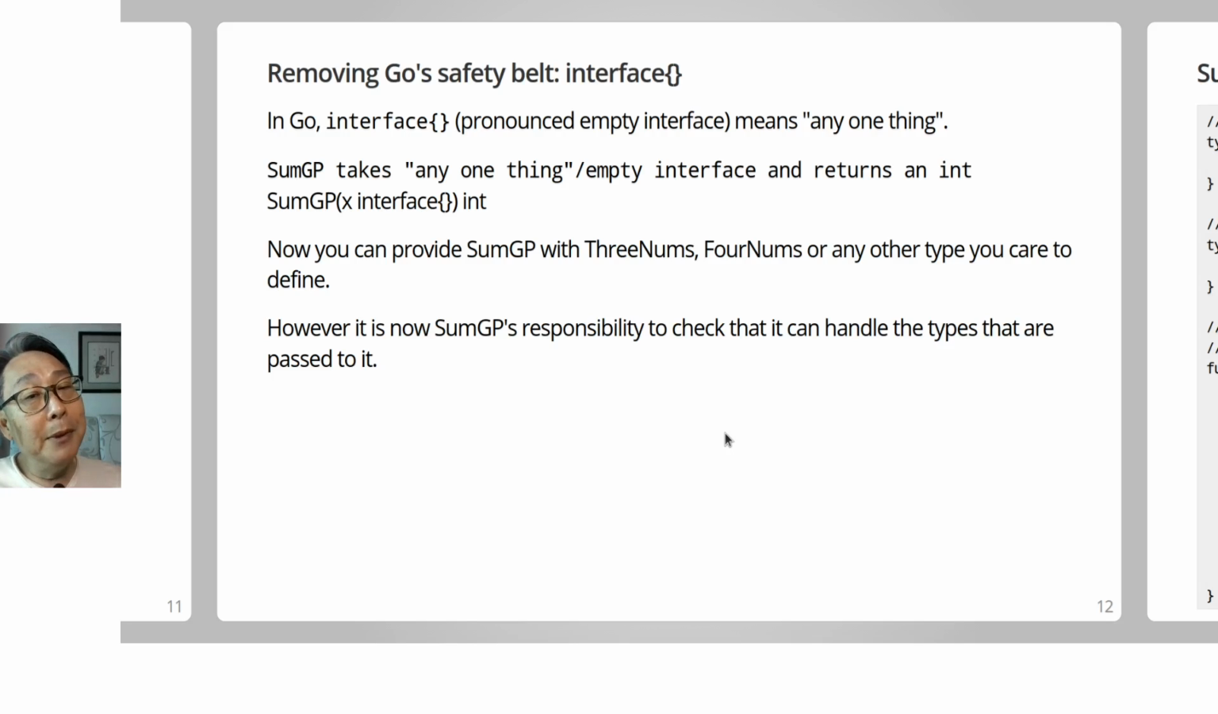Interface open brace, close brace, pronounced empty interface, removes that type checking. It says you can put anything you want in there, any one thing. So we can define SumGP with x of type empty interface and returns an integer. Now you can call SumGP with 3nums, 4nums, any type you want to define. However, it is now the maintainer of SumGP's responsibility to check that it can actually handle all the types that are passed to it.